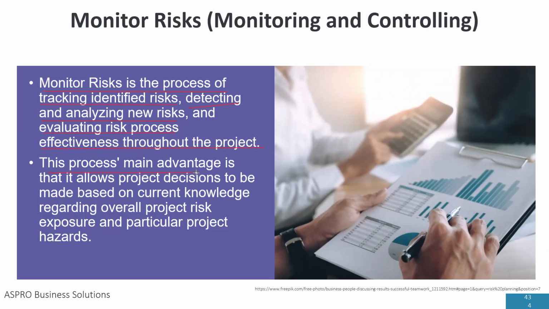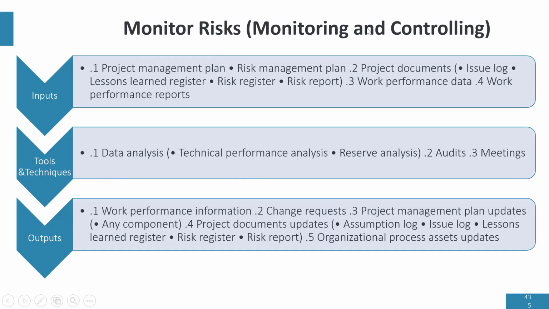The process's main advantage is that it allows project decisions to be made on risk based on current knowledge regarding overall project risk on the project. So this is where we try to identify new risk, evaluate the risk process, and use current information to make decisions about risk. Now, in monitoring risk, of course, we've created the risk management plan, which is used to manage risk. We've looked at issues that have come up in the project. Now we are monitoring the risk in the risk register and the risk report.